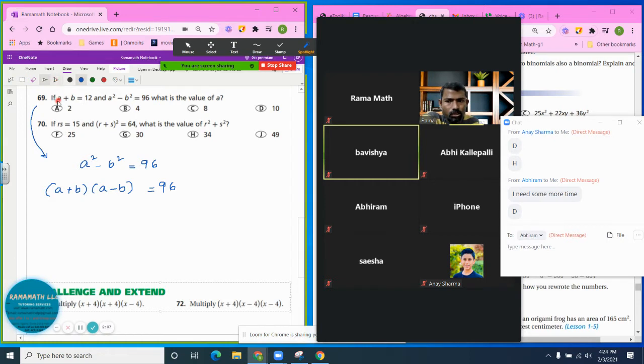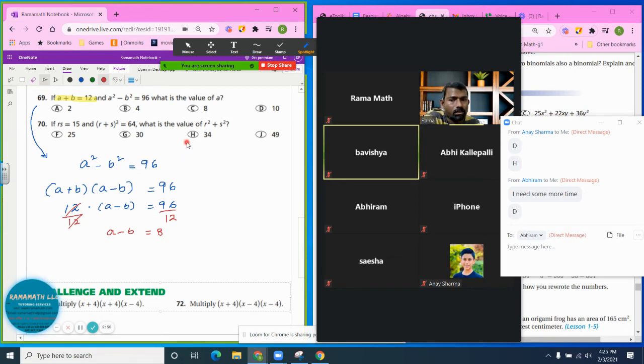A squared minus b squared means a plus b times a minus b. But when I look at the question, they give me a plus b is 12. I'm going to use that one. So a plus b means it's 12. I'm going to replace that, and then a minus b is going to be 96. Now this is a multiplication, so I'm going to get rid of the 12 by dividing by 12 on both sides. So what we can get is a minus b. 12 goes into 96 how many times? 8. So a minus b is 8, and a plus b is 12.